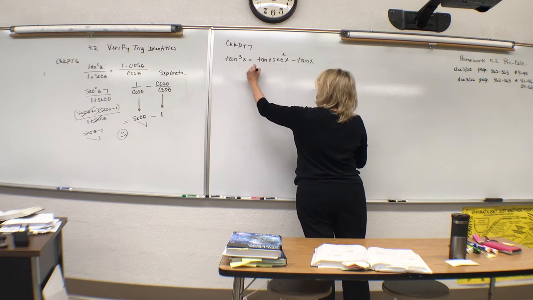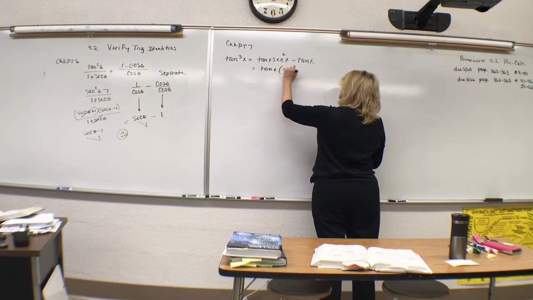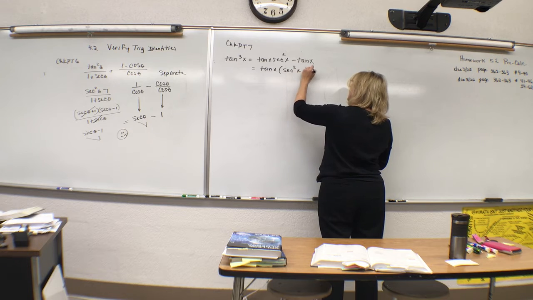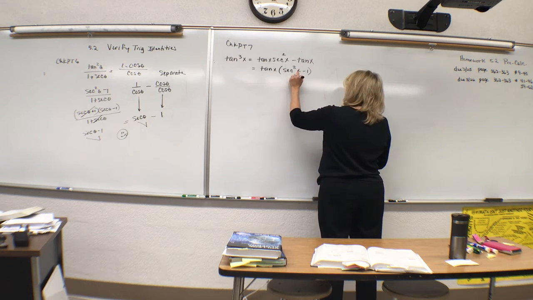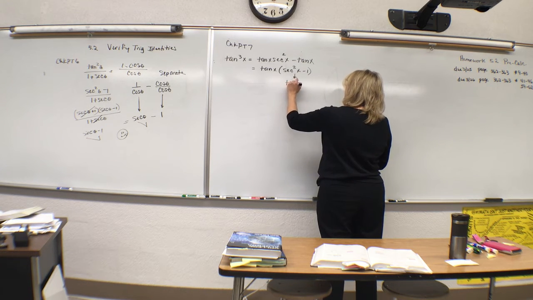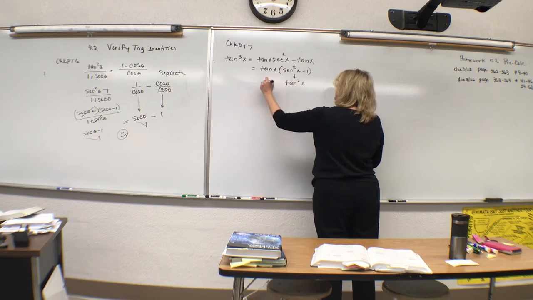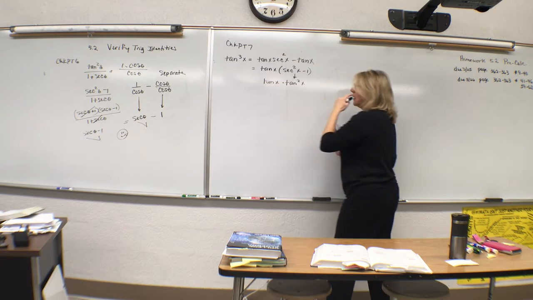That's a GCF as far as I'm concerned, so I'm going to go ahead and take that out. That's going to leave me secant squared x minus 1. Well, secant squared x minus 1, again from the equivalent for the Pythagorean substitution, we know that that's tan squared x. So now I have a tan x times a tan squared x.